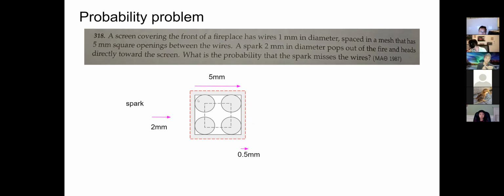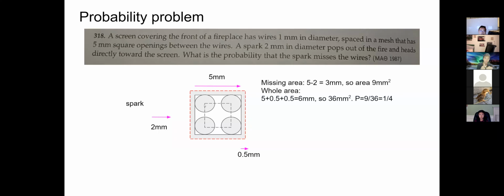I know everybody understands it has to be inside, but how inside, right? This is the part where we are trying to convert that language into math, and this is what we are doing. So the missing area is really 3 millimeters by 3 because the spark radius is 1. This is 1, 1, so the total is 5. So 5 minus 2 is 3 millimeters. So 3 by 3 is the area that we will miss.